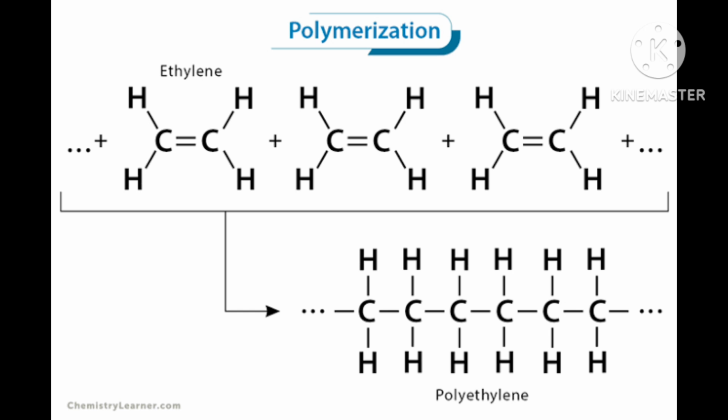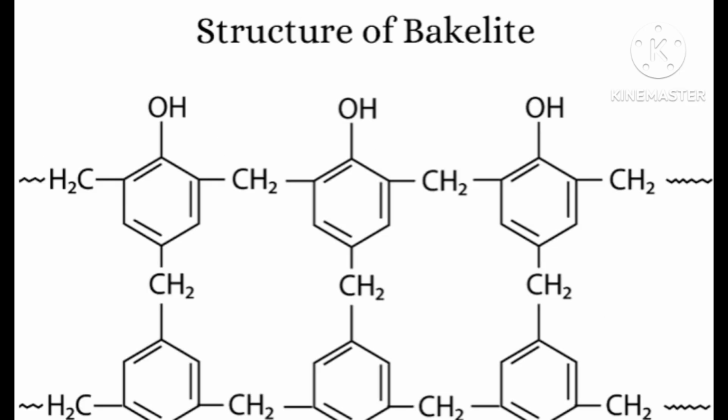An example of this free radical generating initiator is benzoyl peroxide. You know that peroxide will break, then it will create free radicals. The examples are: first, benzoyl peroxide; second, acetyl peroxide; third, tertiary butyl peroxide.